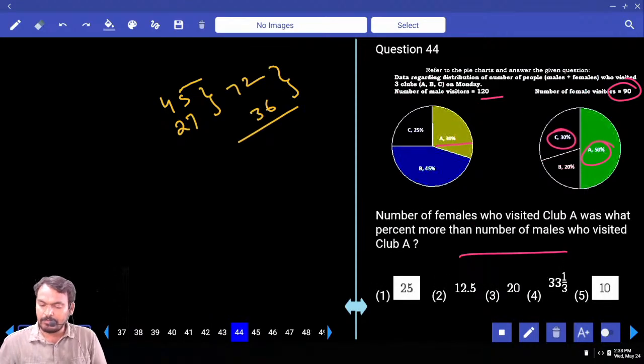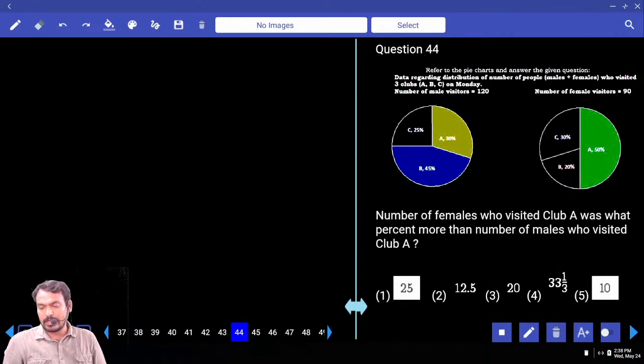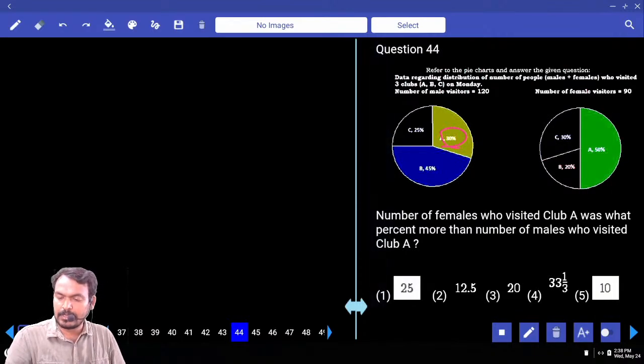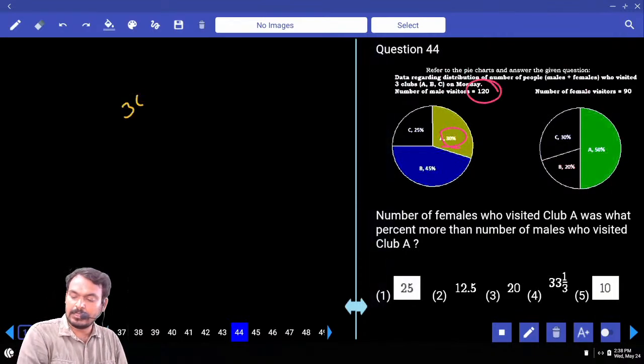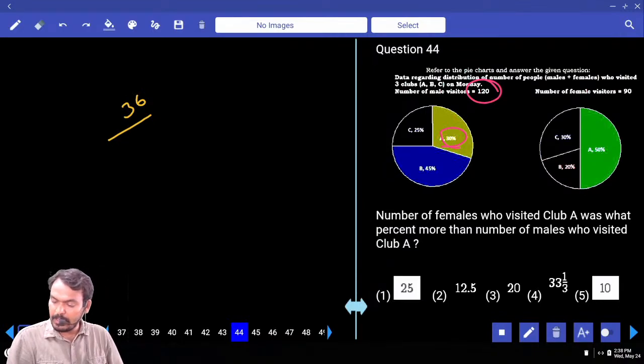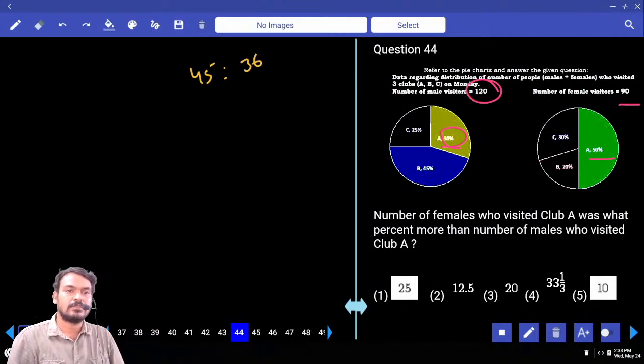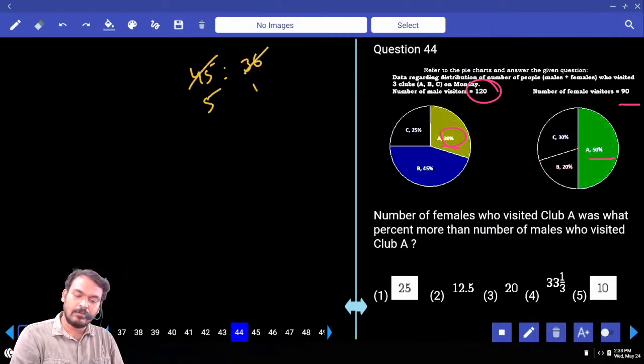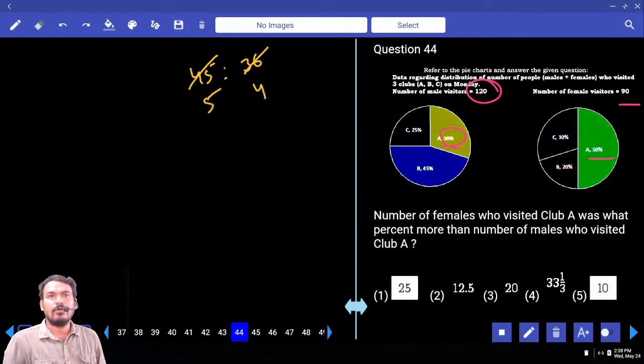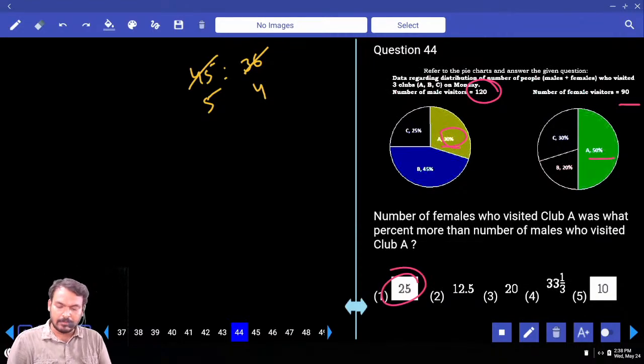Next question number 44. Number of females who visited club A was what percent more than the number of males who visited club A? Females from club A, 50% of 90, 45. Males, 30% of 120, 36. 9, 5 times, 9 4 times or not? How many parts are more? 1 part. 1 upon 4. What is the answer? 25.